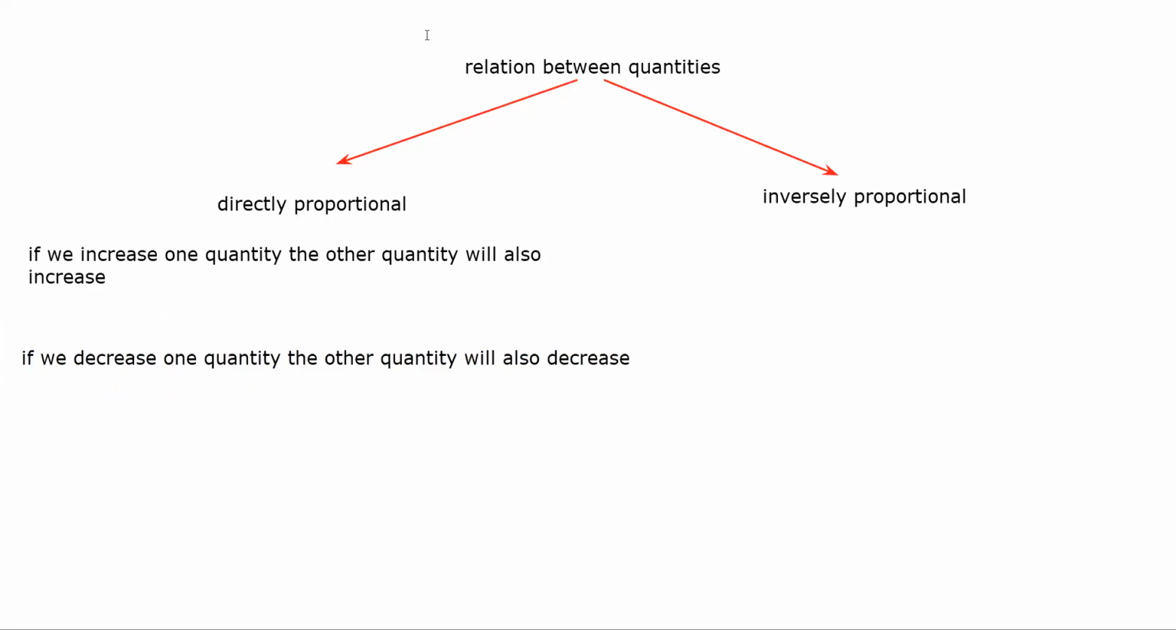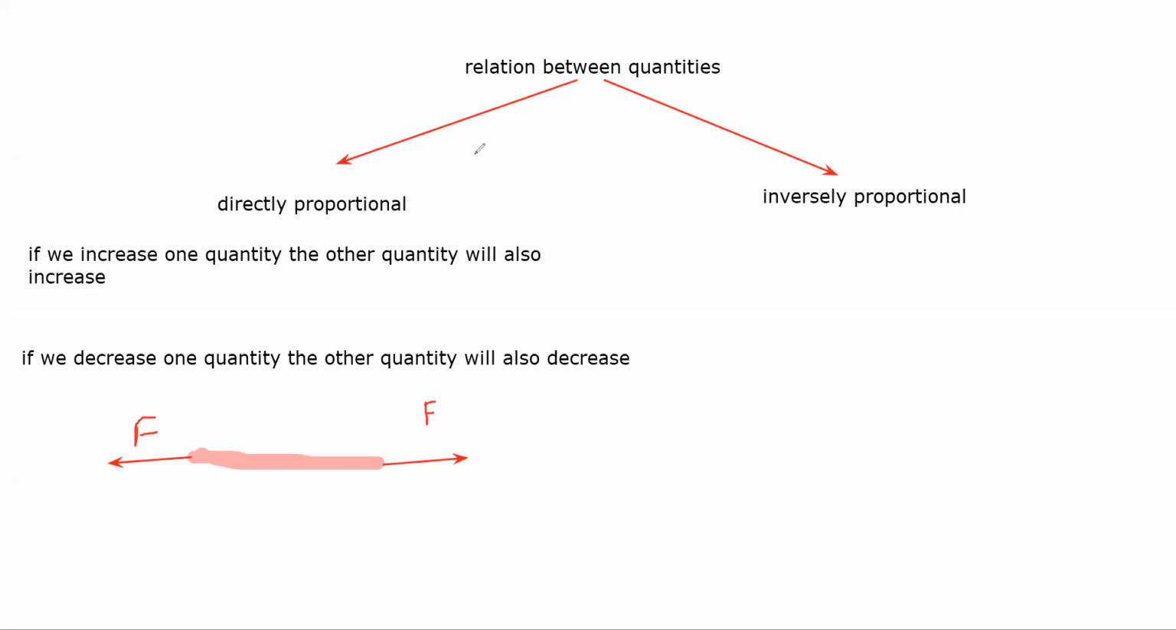Example, if you have a rubber band, and you are applying force on this rubber band. If I apply greater force, then there will be a greater change in the length or greater increase in size of the rubber band. So if we are increasing one quantity, the other quantity is also increasing. What we call them as directly proportional.